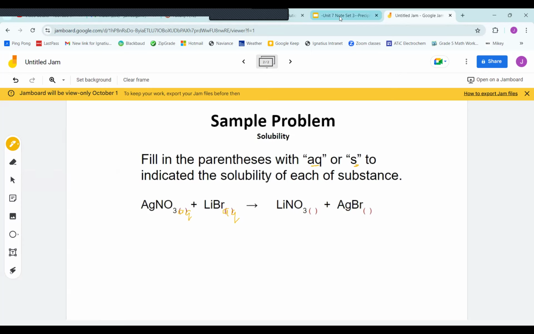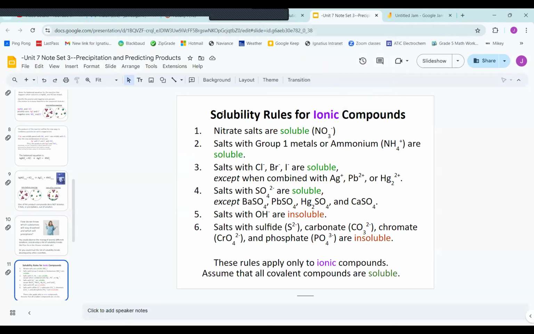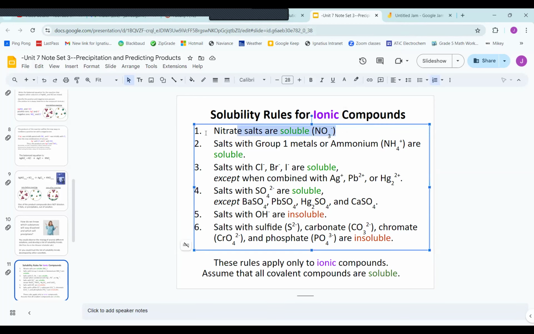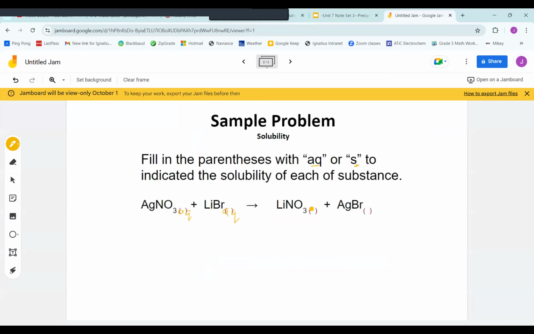So we've got LiNO3 and AgBr. Let's go back to these rules and consider which one or ones might apply. Let's take LiNO3 first. I see rule 1, nitrate salts are soluble. I could stop reading right here because whatever rule is listed higher in this list would take precedence over anything listed below it. It turns out that rule 2 also would apply because lithium is a group 1 metal. In this example, both rules 1 and 2 reinforce each other. That would make lithium nitrate a soluble substance. We'll put the AQ there.